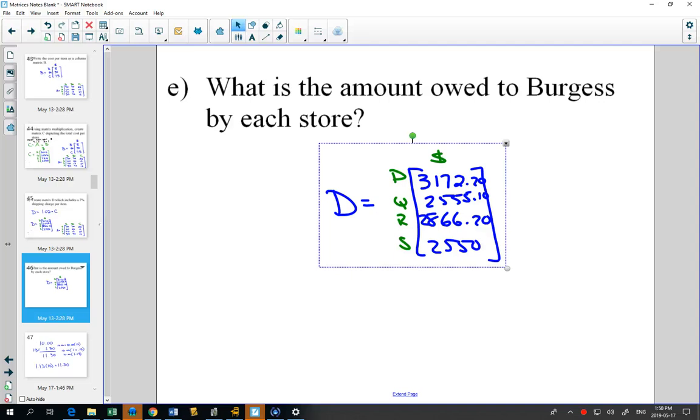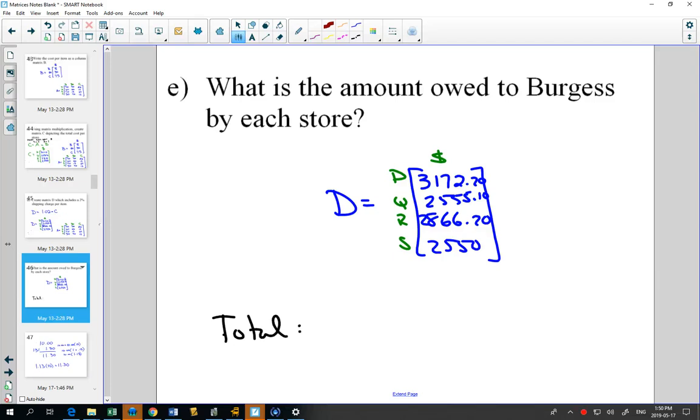If I wanted to figure out how much money they're going to make or get in total, I just have to add those up. If I wanted to make a matrix multiplication to add them up, total, first of all, matrix, I'll just write D here. Matrix D is a 4 by 1, where the 1 stood for cash and the 4 stands for P, Q, R, and S.